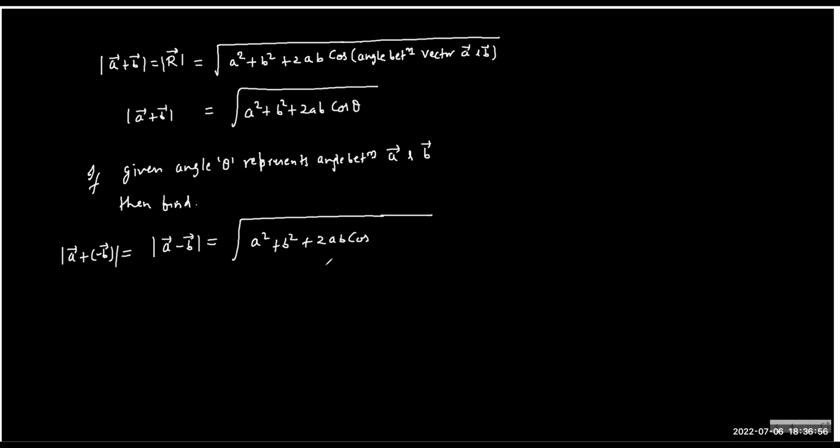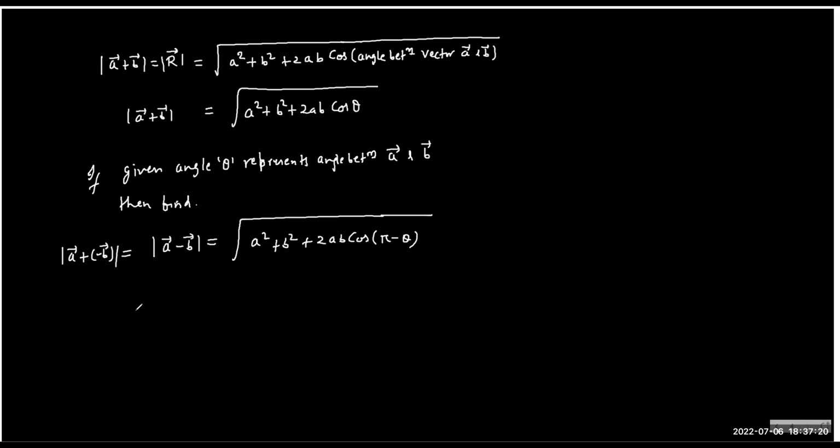So the angle between the actual vectors is given. And now what do we need? The angle between vectors A and minus B. But we know the relation. They are supplementary. So what can we write here? Pi minus theta. And we're done.